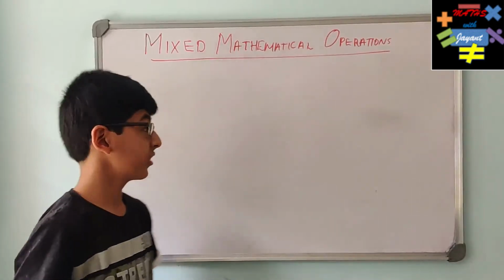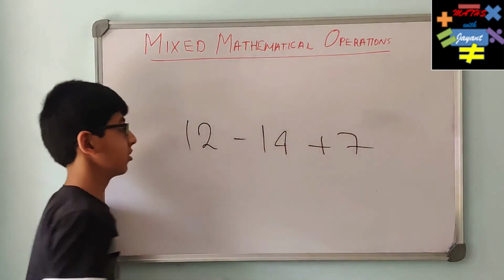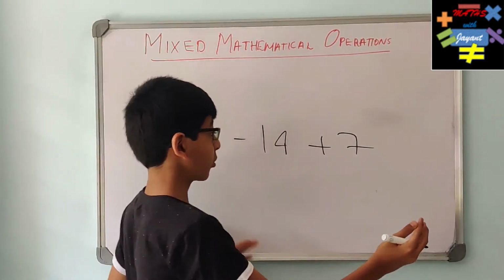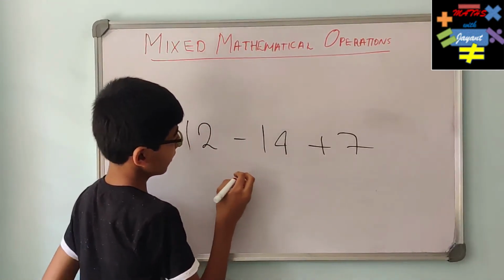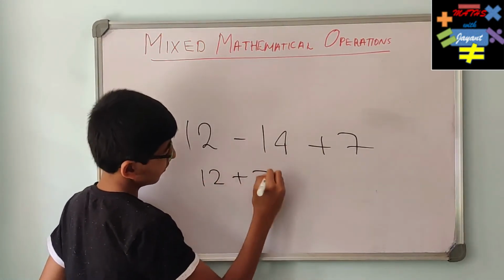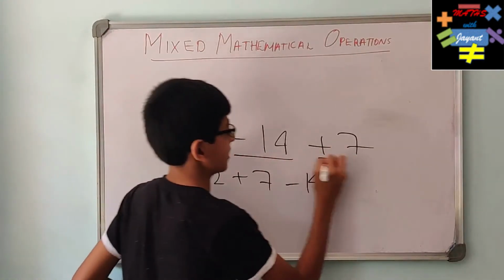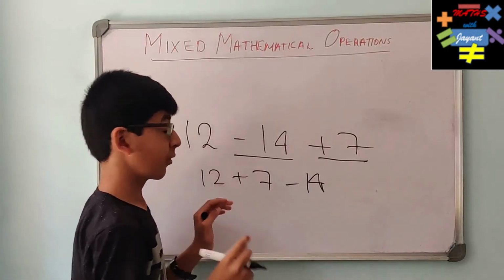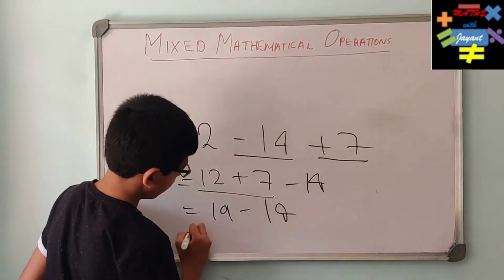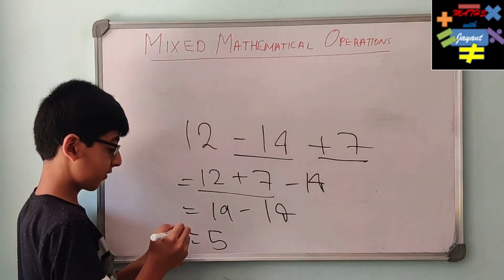So, if our question is 12 minus 14 plus 7, what does this mean? First we are subtracting, then we are adding. First we are removing 14, then we are getting 7. So, over here, we have to rearrange the question so that it becomes 12 plus 7 minus 14. Now remember, plus 7 and minus 14, you have to rearrange these two. So this is how we are going to rearrange. Now we can solve easily. 12 plus 7 is 19, minus 14 gives us 5. So this is the correct way of solving such questions.